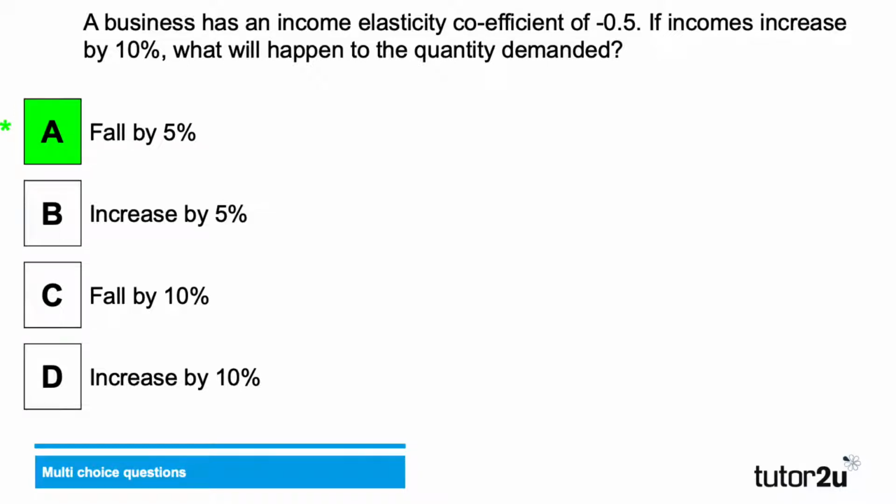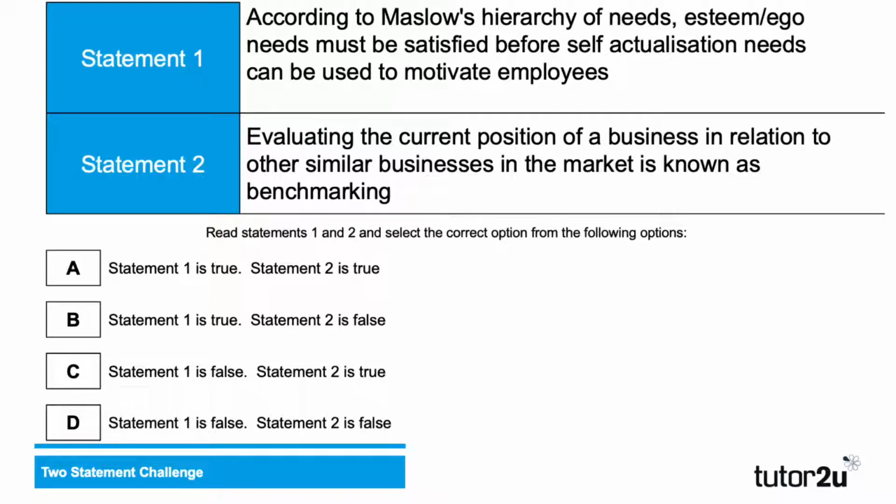Income elasticity of demand is calculated by the percentage change in quantity demanded divided by the percentage change in income. Really important to be able to manipulate formulae, to be able to change them around. And in this case, that's what we have to do. So to calculate the change in quantity demanded, we simply multiply the income elasticity coefficient by the change in income. So it's minus 0.5 multiplied by 10%, which is therefore a fall of 5%. Well done if you got that right.